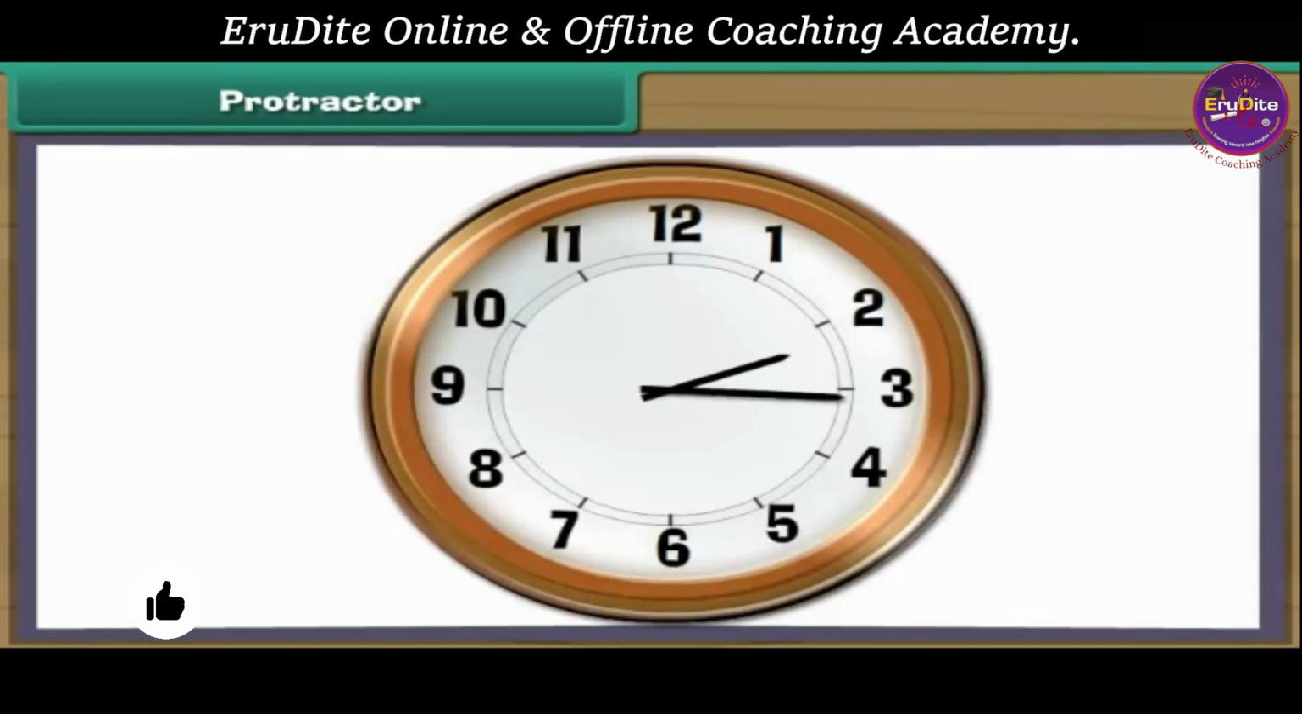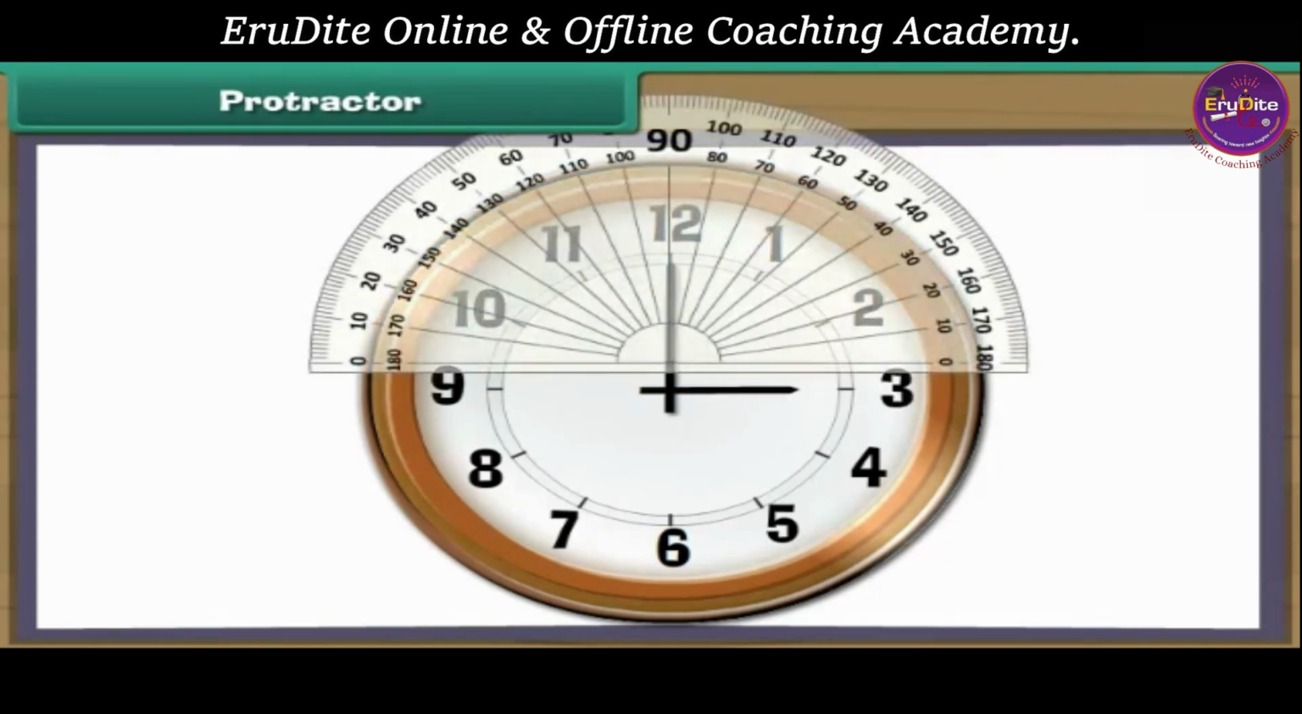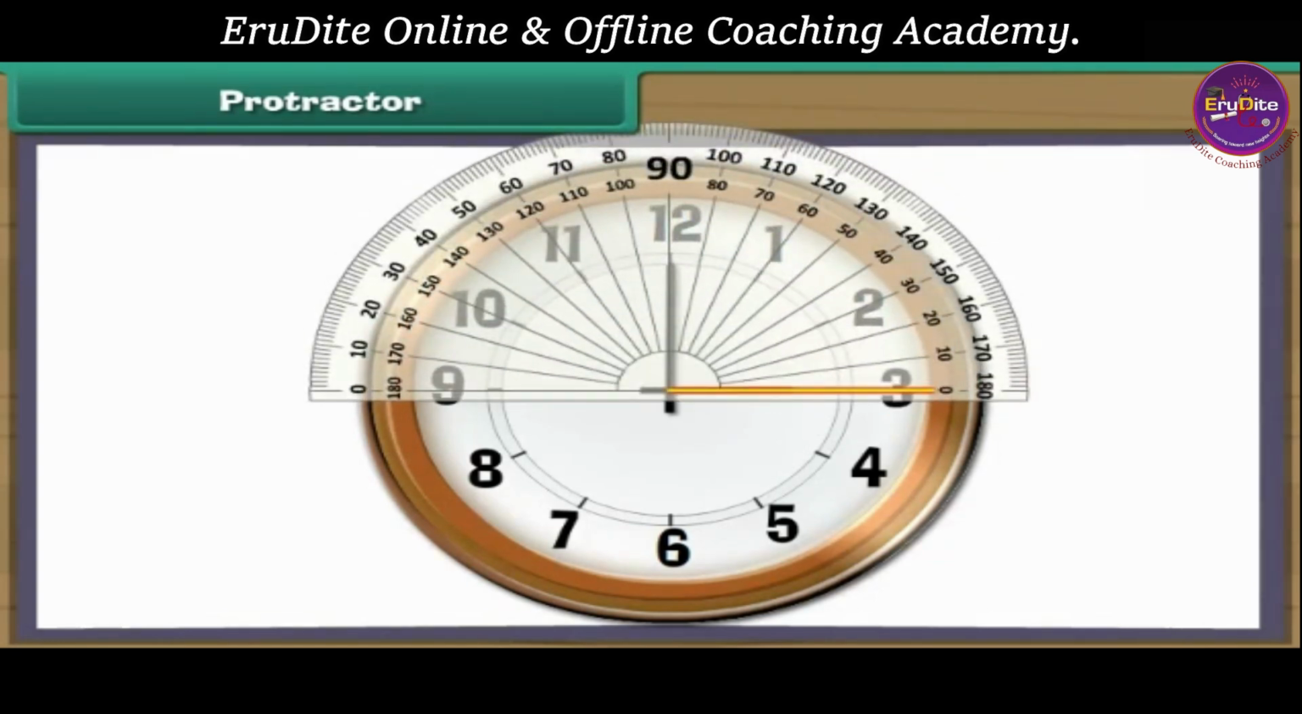Let us measure the angles made by the hands of a clock with the help of a protractor. This clock shows the time as 3. The long hand of the clock is on 12 and the short hand is on 3. Place the protractor on the short hand of the clock. The horizontal line at the bottom of the protractor must coincide with it. The midpoint of the protractor must rest on the common point where the long and short hands of the clock meet.